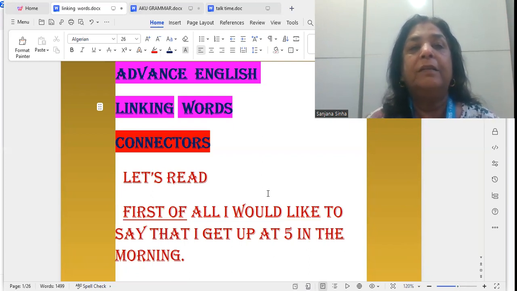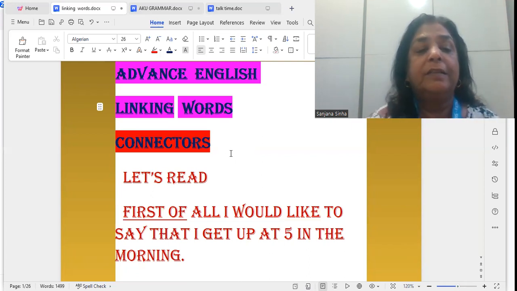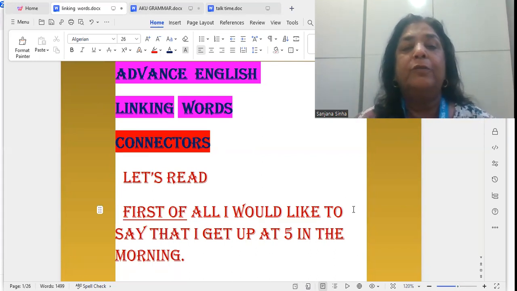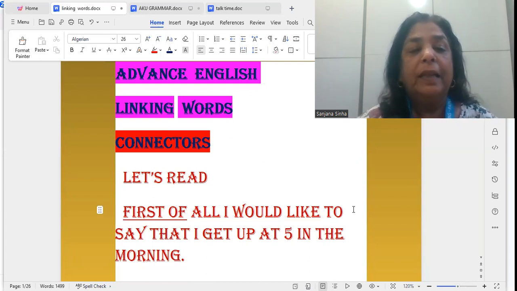So let us link, there has to be linkers, some words which link. They're also called connectors. Let's read this example and then you'll know what I'm talking about. These are linking words or connectors or transition words. Let's read.